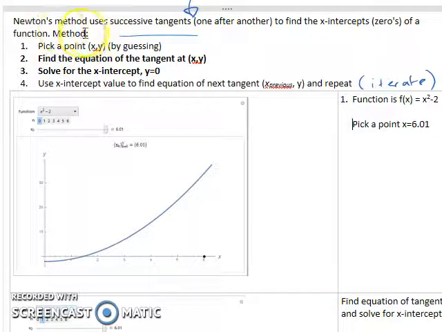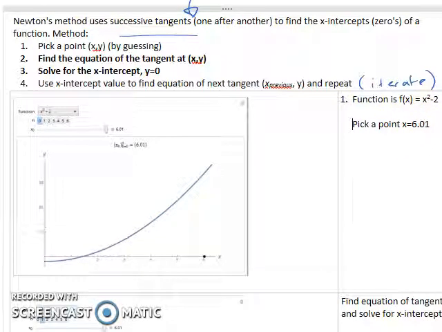Right. You've got 12 minutes before your video. Alright. Newton's method uses successive tangents, one after the other, to find the x-intercepts. So the process is, first you pick a point to the right of your x-intercept by making a guess. Find the equation of the tangent line at that point. Solve for the x-intercept using y equals 0, and then use that x-intercept to find the equation of the next tangent.